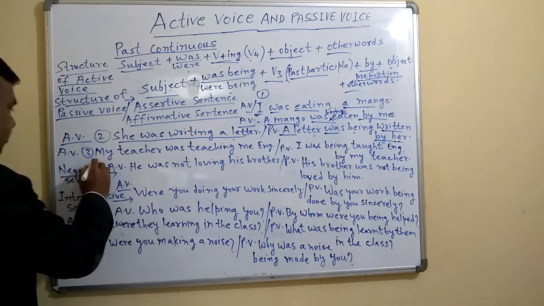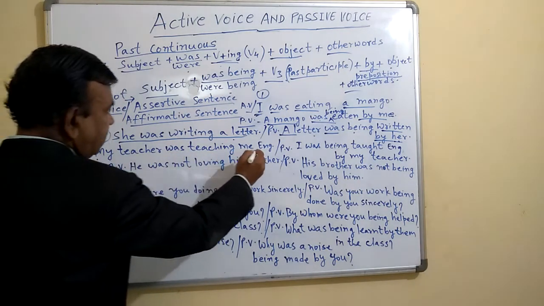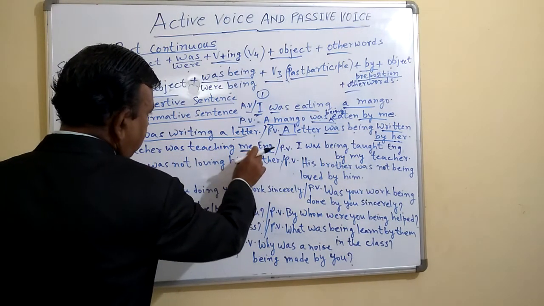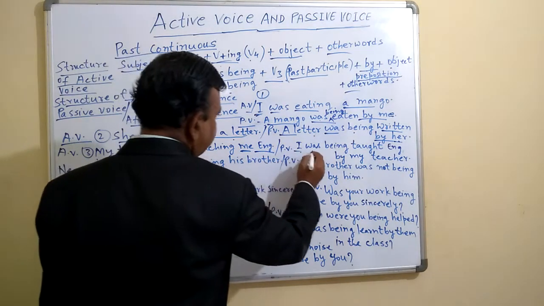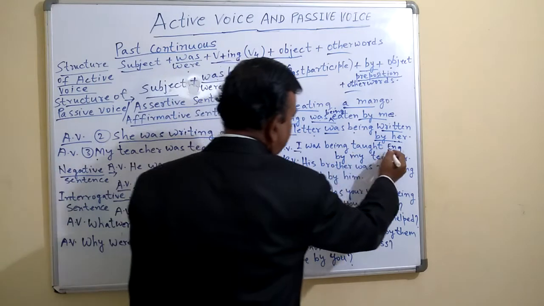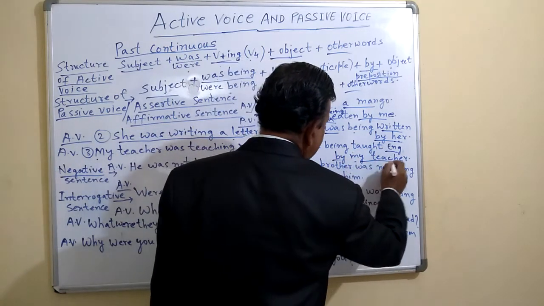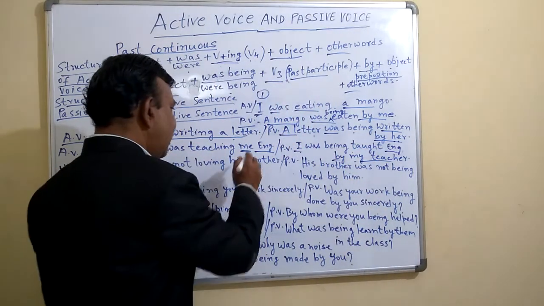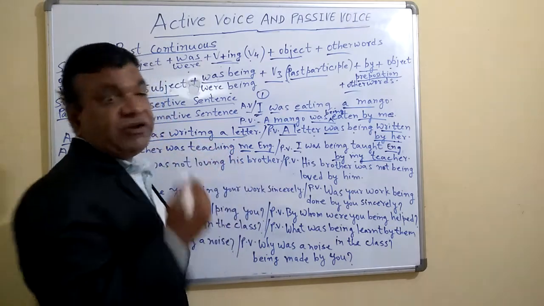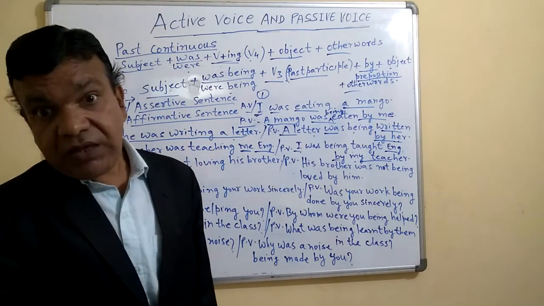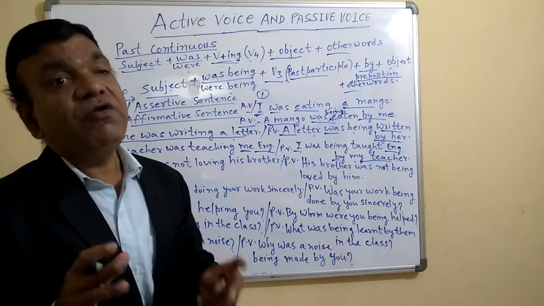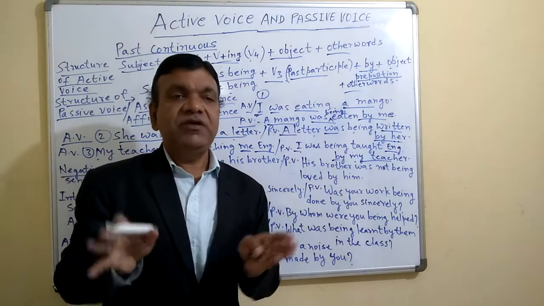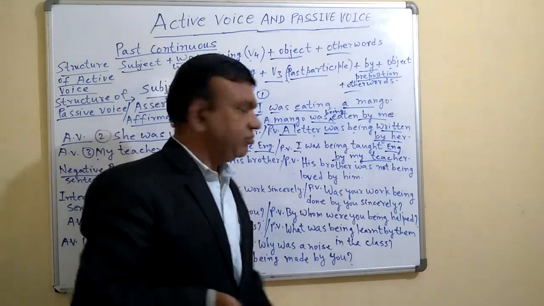Now you see, my teacher was teaching me English. So here there are two objects. You can make it in two ways. How will you change? I was being taught English by my teacher, or you can write here, English was being taught to me by my teacher. So when there are two objects, you can change in two ways.